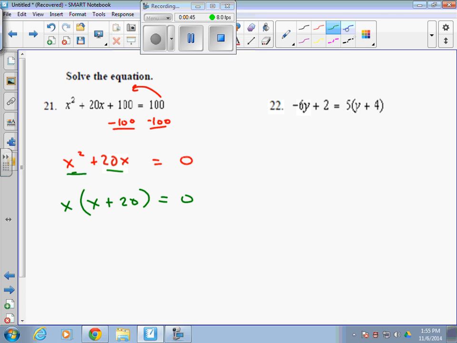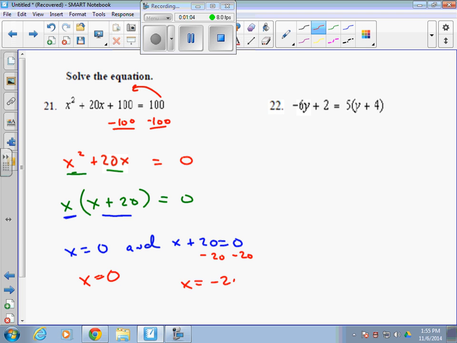So what this makes is two separate equations. It makes this first one, x is equal to 0, and this second part, x plus 20 equals 0. So we have the first one already, x equals 0, and when you subtract 20 on both sides, x equals negative 20. So both answers, negative 20 and 0.